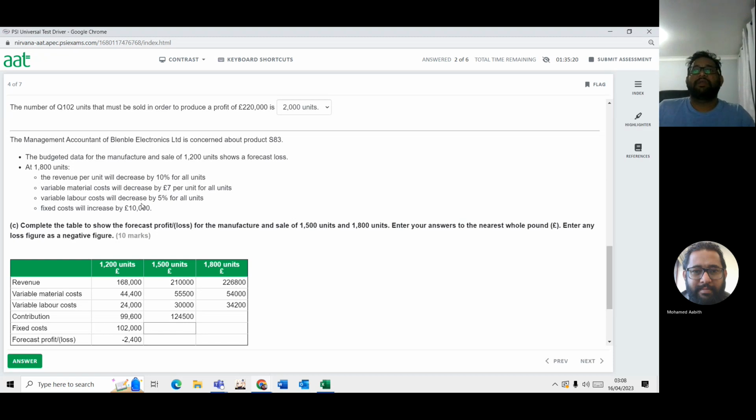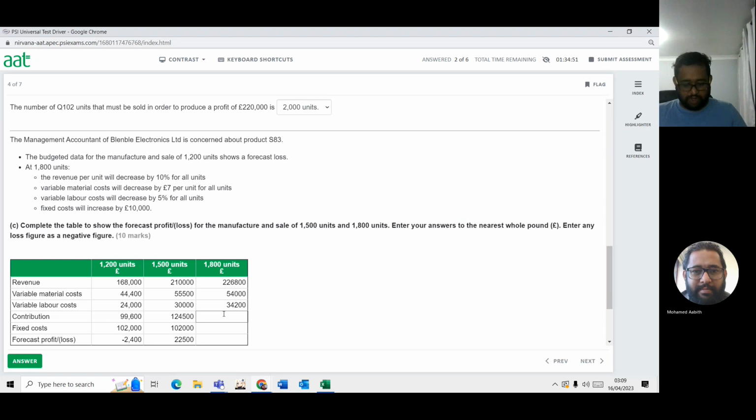Now let's look at the fixed cost. They have said here that fixed cost at this level of 1,500 will remain the same. They didn't say anything about it changing. So therefore, I'm going to generate a profit now. This minus 102,000 gives me a profit of 22,500 pounds.